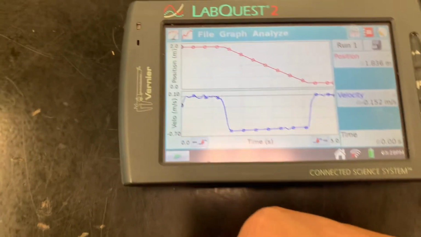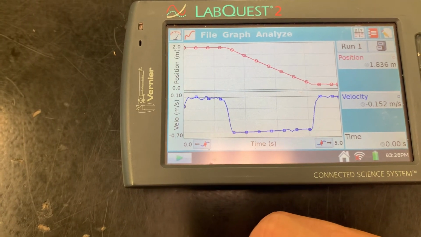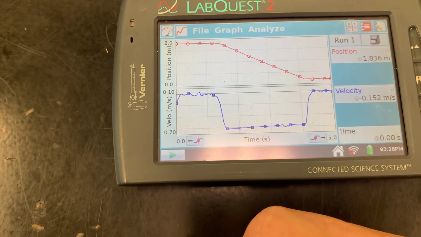The only difference between a positive velocity and a negative velocity is the direction of travel. You're moving away with positive velocity. You're moving toward your reference point with negative velocity.